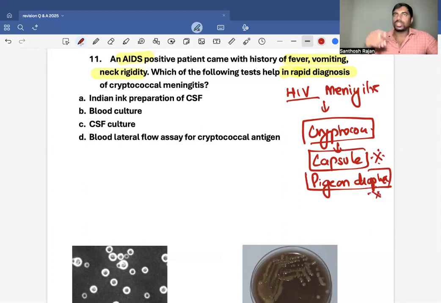This is because cryptococcus is increasing day by day, especially when the CD4 count in an HIV patient goes less than, how much? Less than 200. It comes in the less than 200 category itself, enough to get it. Okay, fine. These are some important points we told.